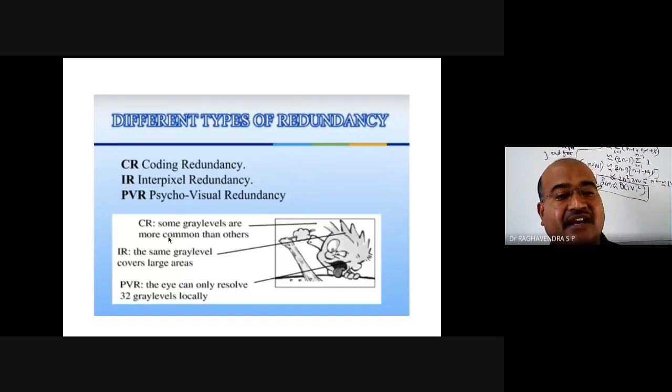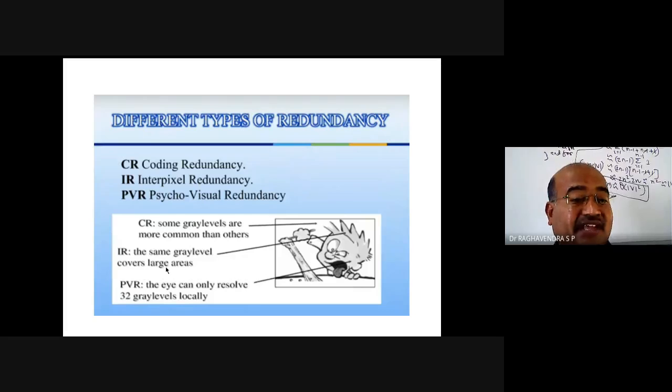So what is the CR there? Some gray levels are more common than others. Means there are some gray levels which repeat many times compared to others. Others means other intensity levels or other gray levels. IR stands for interpixel redundancy. That is today's concept.